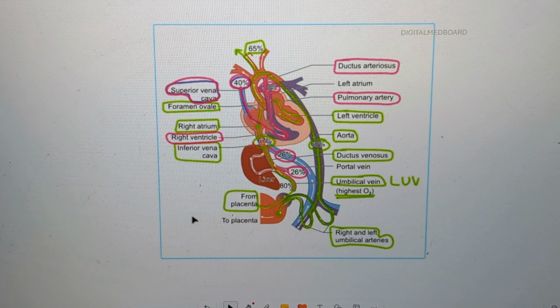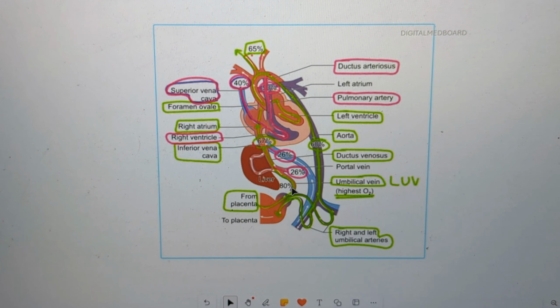Here we go. The mother supplies the oxygenated blood to the fetus via the placenta. This blood has the highest oxygen concentration at approximately 80%. The vessel carrying this oxygen-rich blood enters the umbilical cord, where the left umbilical vein has the highest oxygen saturation. This blood bypasses the liver through the ductus venosus.